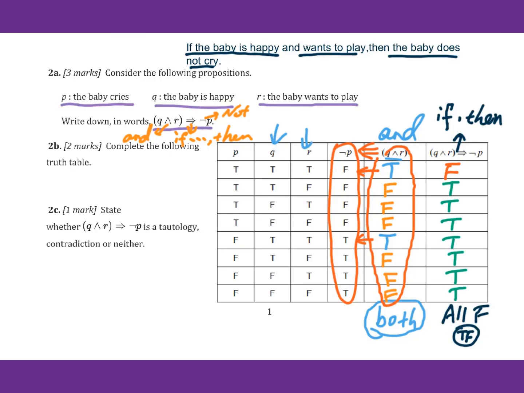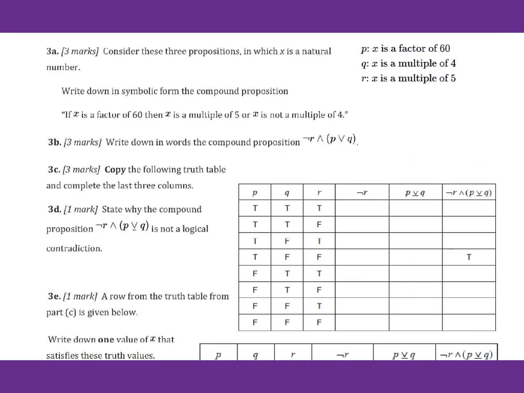For 2C, state whether this is a tautology, contradiction, or neither. Look at the last column since it contains both true and false values. So this will be neither. Let's go to 3A. Consider these three propositions in which x is a natural number.